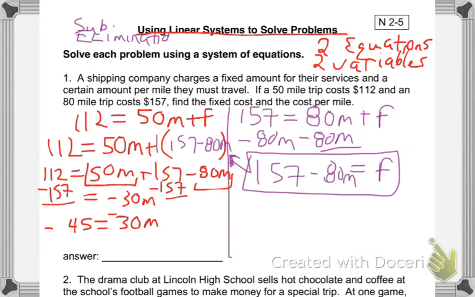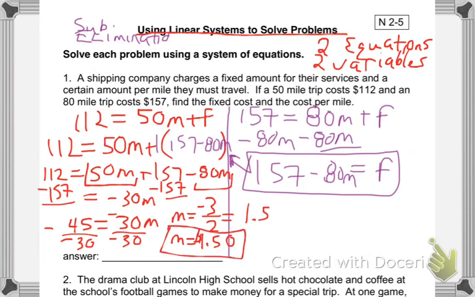So if we divide that out, divide by negative 30, you're going to get a mileage charge of, we could divide both of them by 15, so we would end up with 3 over 2. So the mileage charge is $1.50, because that's equal to 1.5, right? So we have $1.50 per mile, pretty expensive. And then all we're going to do is take our m equals $1.50 and plug it into the purple equation.